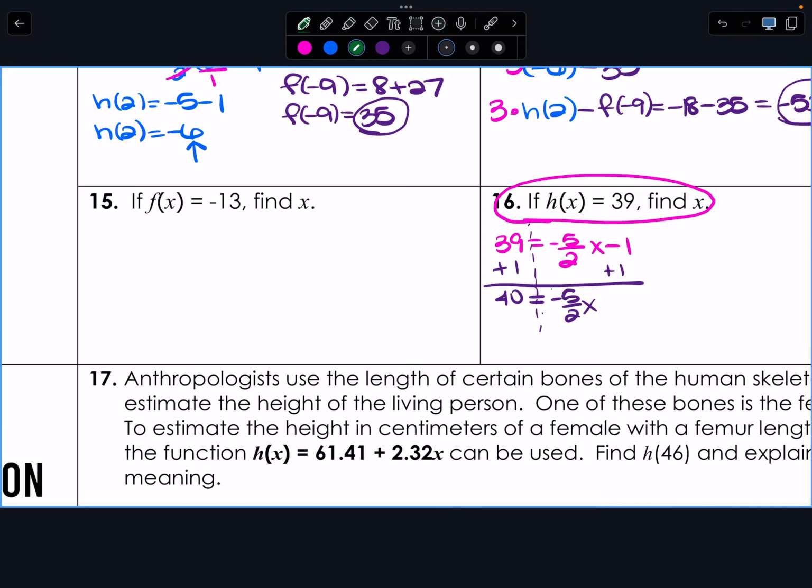And then remember, we multiply by the reciprocal, which is negative 2/5. So I get negative 80/5 is equal to x. And so you have to check to see whether or not it divides in evenly, which it does. It is negative 16.